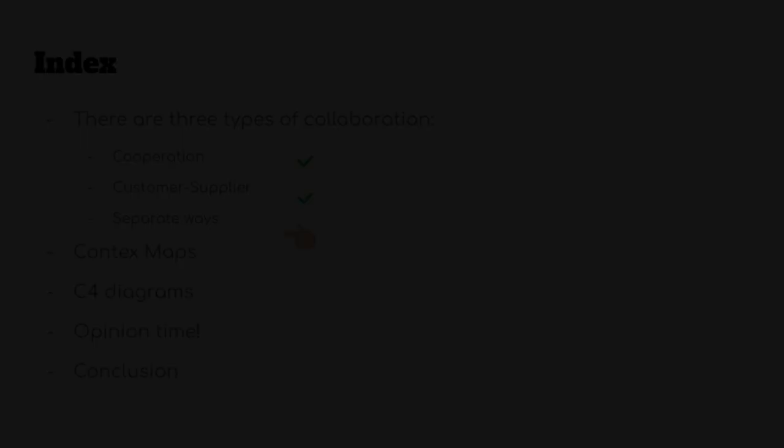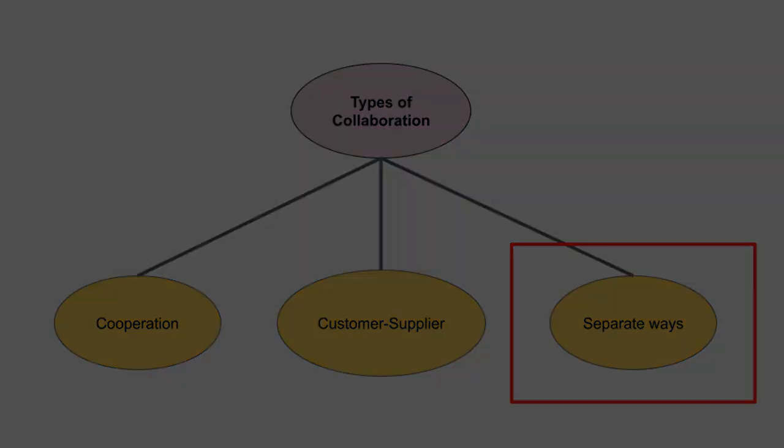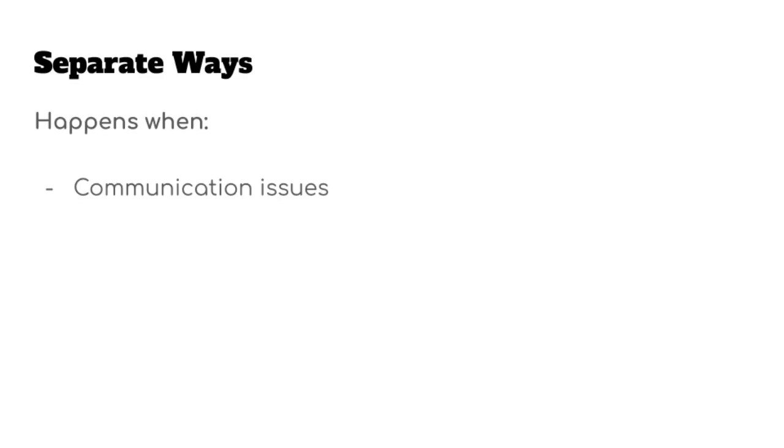of collaboration. The final type of collaboration is no cooperation at all. This usually happens due to the following: communication issues. Sometimes, due to the political nature of the company, teams have a hard time collaborating. In this case, it can be more cost-effective to duplicate functionality instead of cooperating.